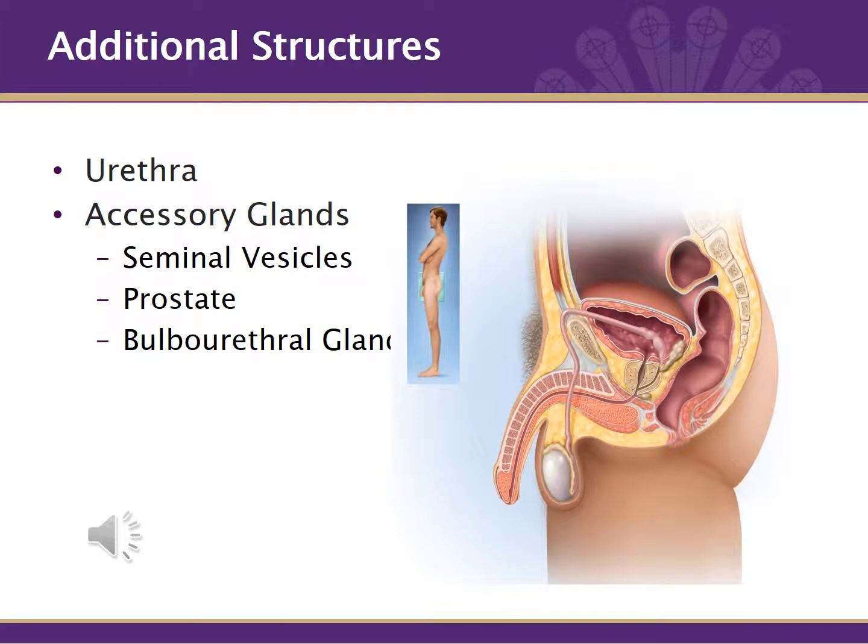Finally, the bulbourethral glands, sometimes known as Cowper's glands, are underneath, or inferior to, the prostate. This gland produces a clear, slippery fluid that lubricates the penis for intercourse. This fluid also neutralizes acidic residue from urine, which can be harmful to semen.